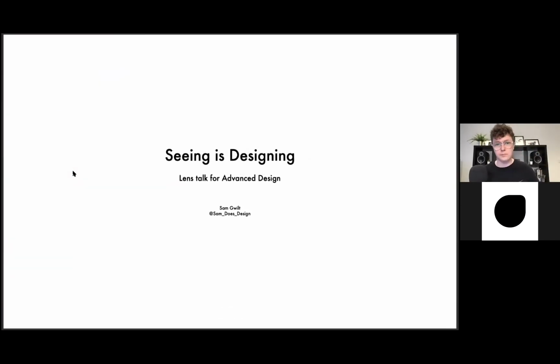So, Seeing is Designing, that's the name of the talk for today. When I was writing this talk, it became apparent that it's really three mini lectures in one. Hopefully it's still going to take about 20 minutes, and then we can get to some questions at the end. I'm going to talk about one thing on the micro scale, something closely zoomed in, and one thing on the macro scale, something really broad and quite vague in the end as well. But first things first, who am I?